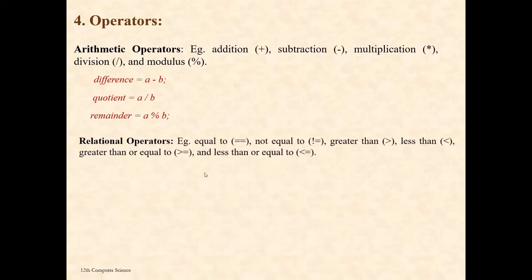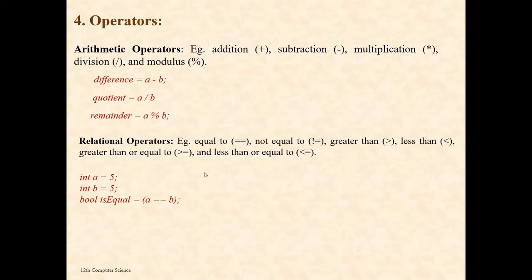Then relational operators are also there. The relational operators are equal to, not equal to, greater than, less than, greater than or equal to, and less than or equal to. In this example we can observe that an integer variable is declared, a variable declaration, isn't it? In this declaration, the integer variable a is declared and its value is initialized as 5. Similarly, b is declared as an integer variable and its value is assigned as 5.